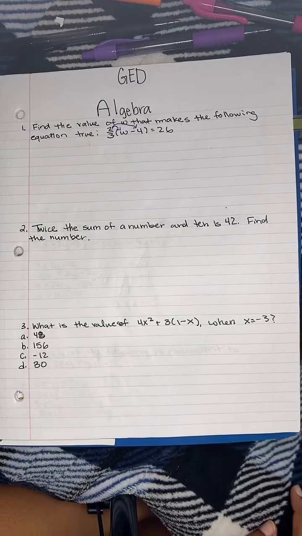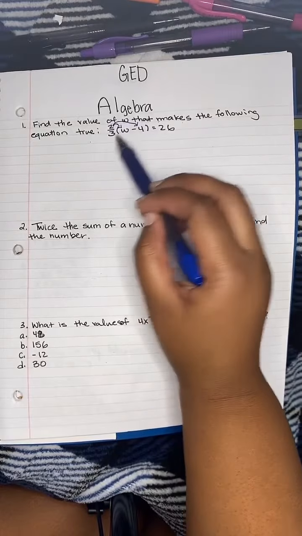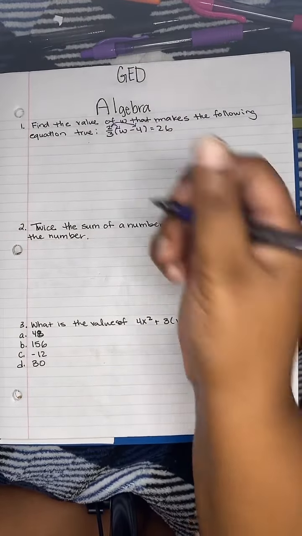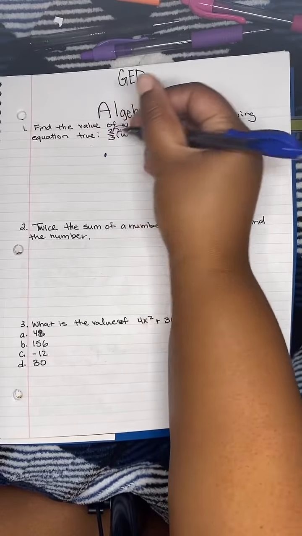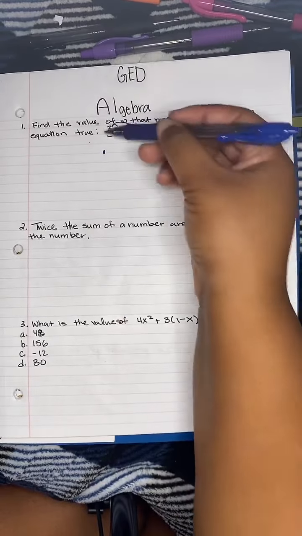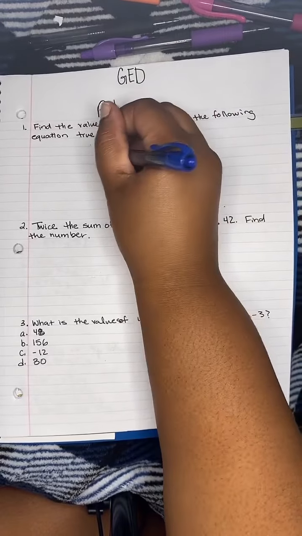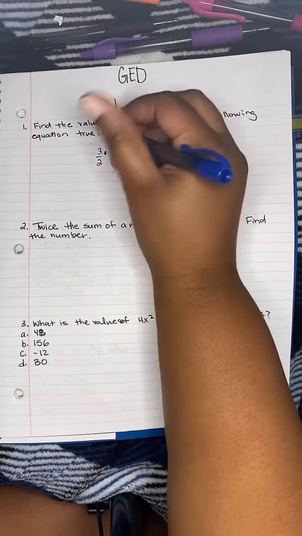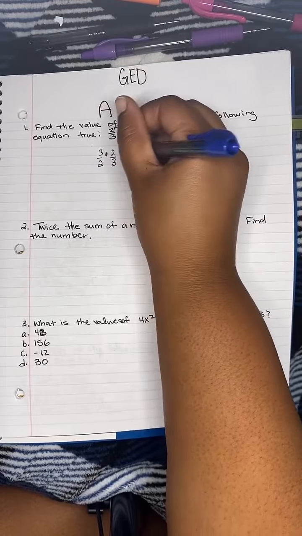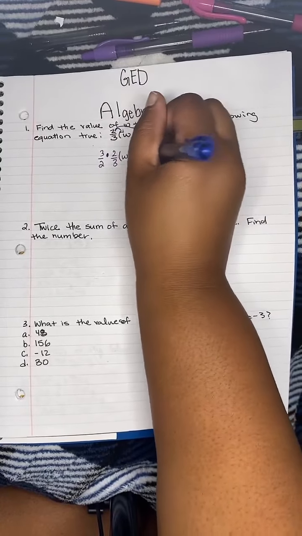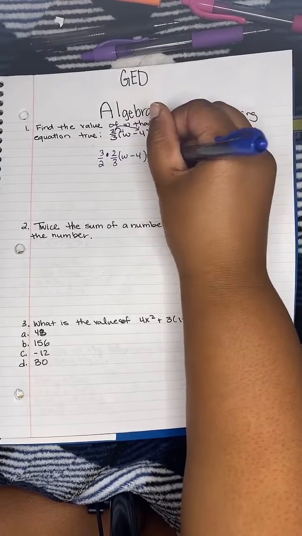Distribute? Oh, flip. Okay, I got more flips than distribute. So I'm going to do the flip thing. Plus, I want to do the flip thing anyway, only because if I distribute this here, it's ugly. So I'm going to flip this. The flip of this gets me 3 over 2. I'm going to drop all this down times 2 over 3. I'm going to keep this W minus 4 and then equals 26.